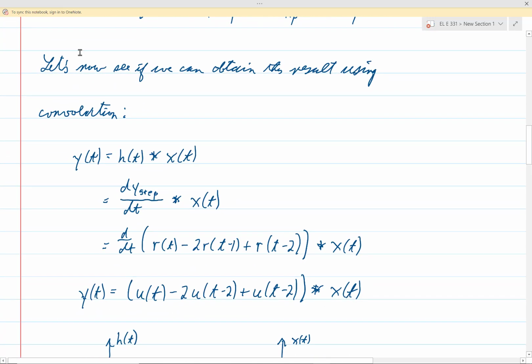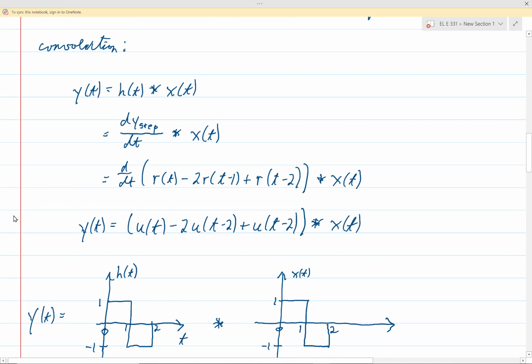So as I say here, let's now see if we can obtain the result using convolution. As I just outlined, we have y of t is equal to h of t convolved with x of t, and h of t is dy step dt. This is the way we're going to find h, by taking the information we have for y step and differentiating it with respect to t. So we have dy step dt convolved with x of t. Y step, we noted a moment ago, is equal to r of t minus 2r of t minus 1 plus r of t minus 2.